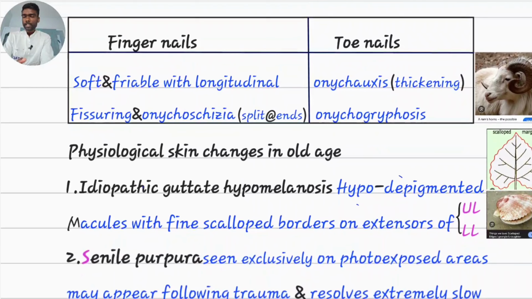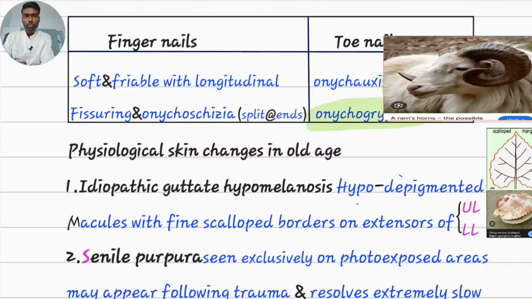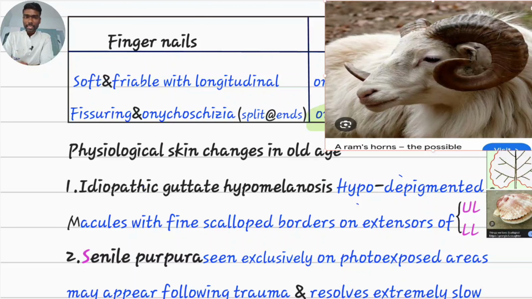anemia. Coming to fingernails, they will become soft, friable with longitudinal fissuring and onychoschizia, which means splitting of the nail at the free edges. Toenails show onychosis, that is thickening of nails, and onychogryphosis, which is nothing but hypertrophied, disorganized toenail, which will look like a ram's horn.